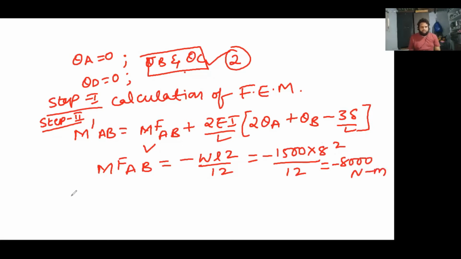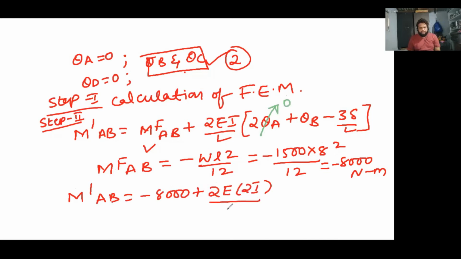Now our M dash AB will become what? Here theta A is 0, so that term becomes 0. M dash AB equals minus 8000 plus 2E times 2I, because our first span is 2I, times the total length 8 meters, times theta B. The minus 3 delta by L comes from our derivation for the anti-clockwise direction.